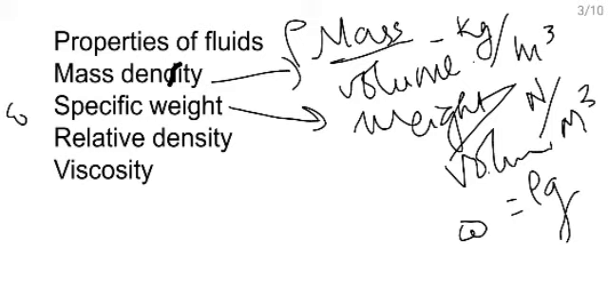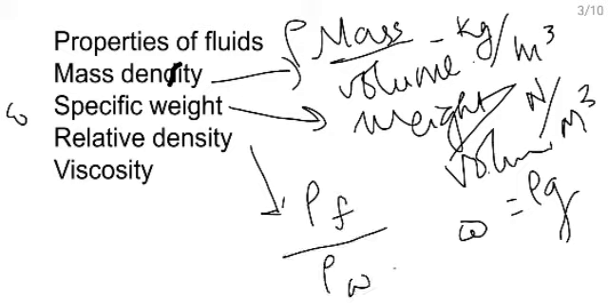Next, relative density. Relative density is the ratio of the density of the fluid we are considering to that of water. So rho of whatever fluid we are considering divided by rho of water. And viscosity. Viscosity we have already discussed. It is the resistance to shear or angular deformation, the property by virtue of which a fluid offers resistance to the movement of one layer of fluid over the adjacent layer.